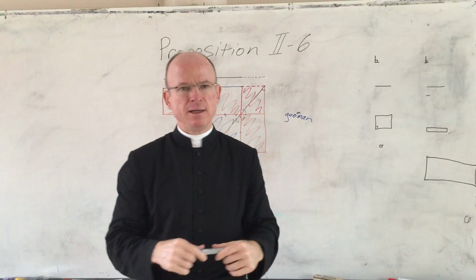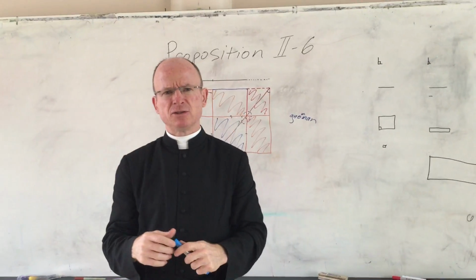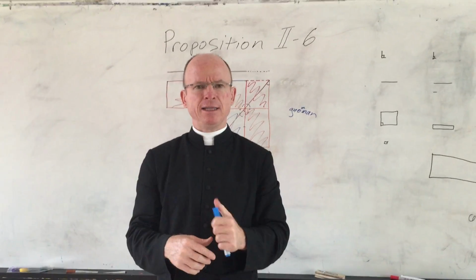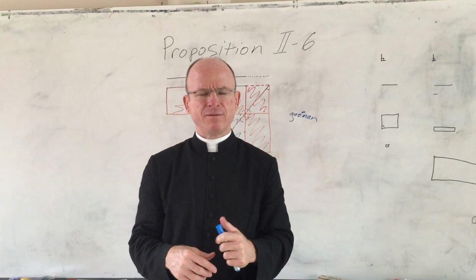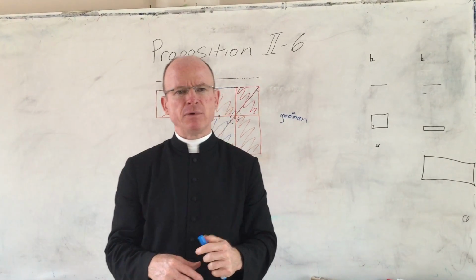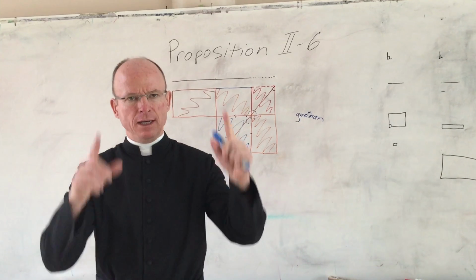Okay? Repeat. If there be a line and it be bisected and a straight line be added to it, the rectangle obtained by the line and the added part together with the added part, plus the square on the half of the original line, will be equal to the square on half of the original line together with the added part taken as a whole.